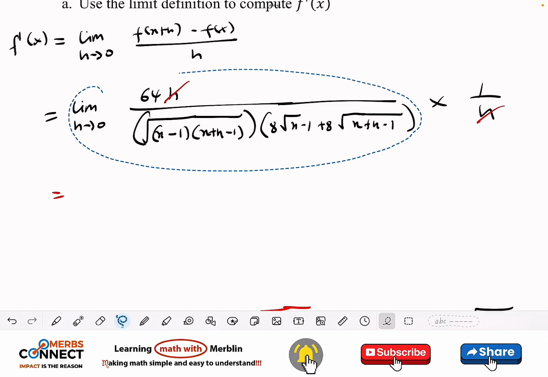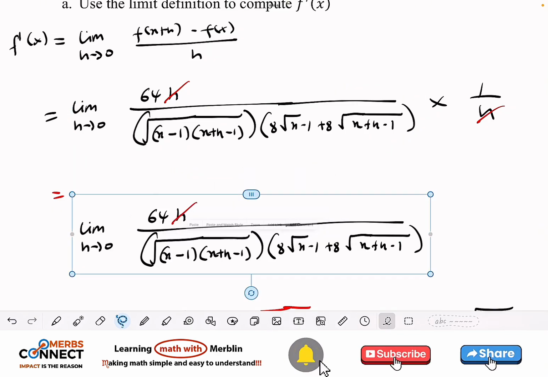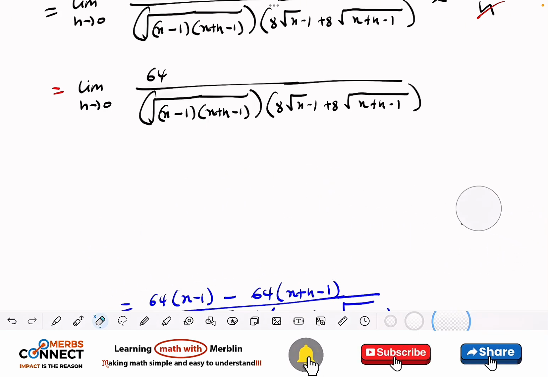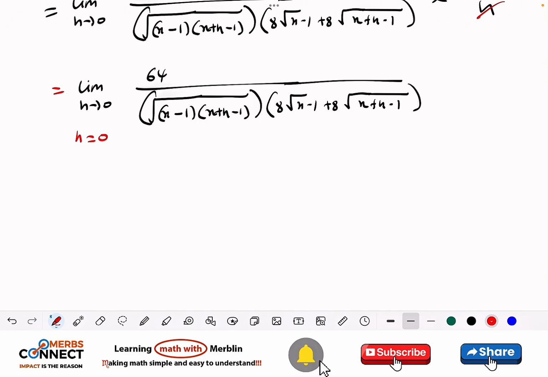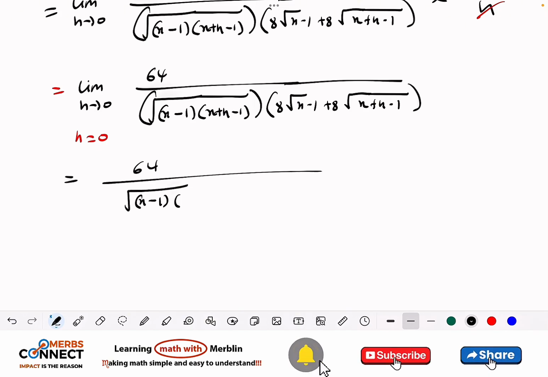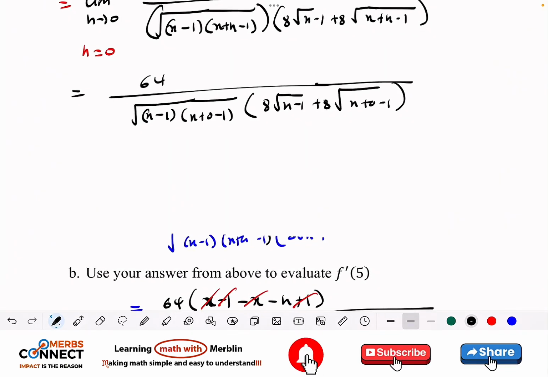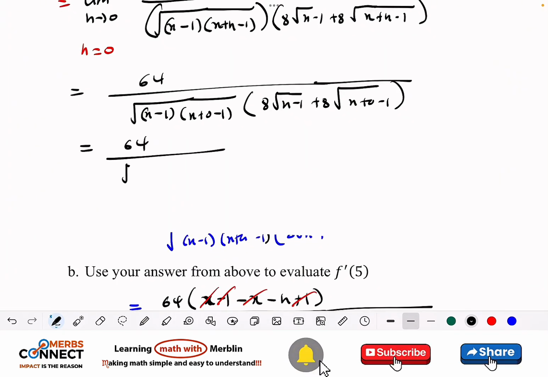So let me just pick this and paste it again. Now since I've cancelled the h, it will just go away. Since the h which is causing the problem is gone, what we just need to do is set h to 0 and plug it in. So 64 divided by square root of x minus 1, and then this one will be x plus 0 minus 1, right, times the square root of x minus 1 plus the square root of x plus 0 minus 1. Good. So this is going to give us 64 divided by x minus 1, and then times, down here, square root of x minus 1 plus square root of x minus 1.